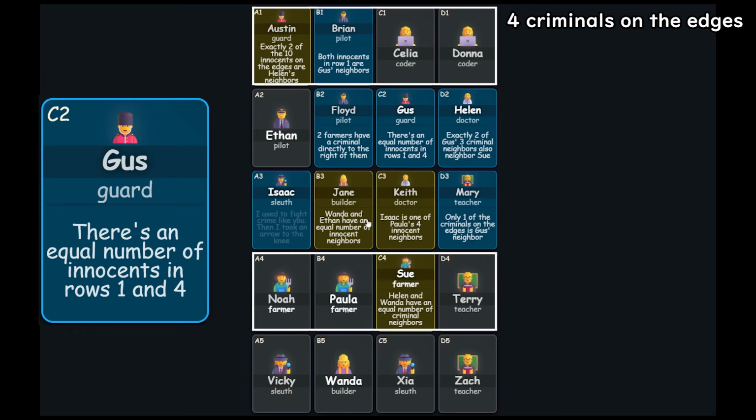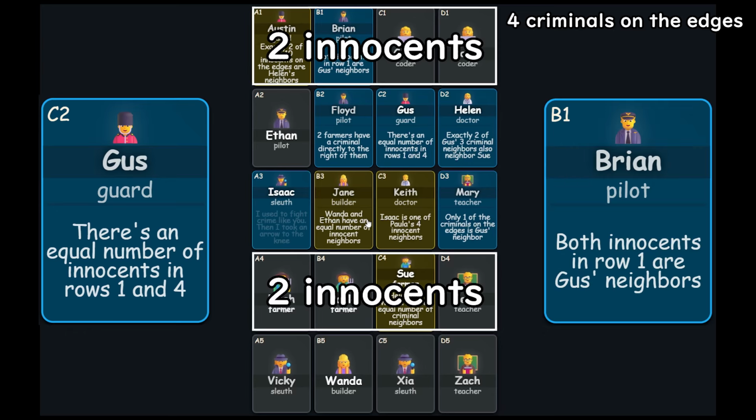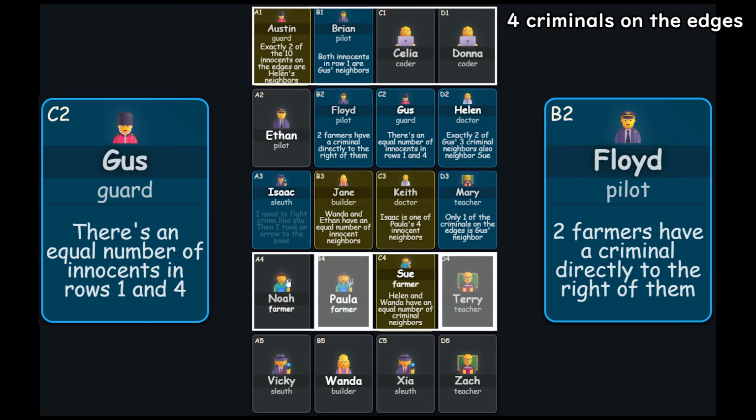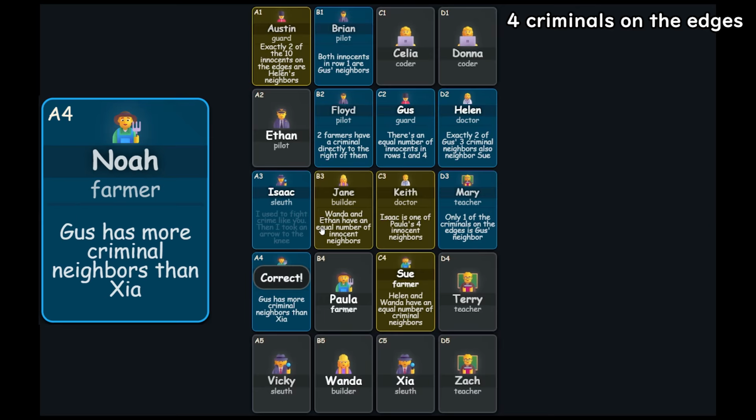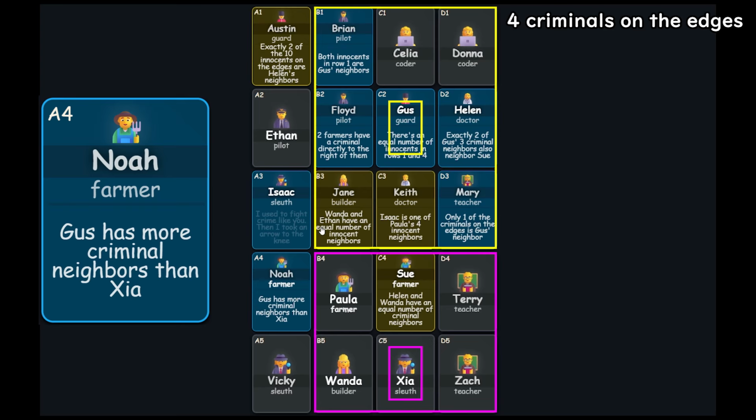There's an equal number of innocents in rows 1 and 4. Row 1 has 2 innocents, so row 4 must have 2 also. And we know from Floyd's clue that either Paula or Terry must be innocent, so we can mark Noah as innocent. Gus has more criminal neighbors than Sha.